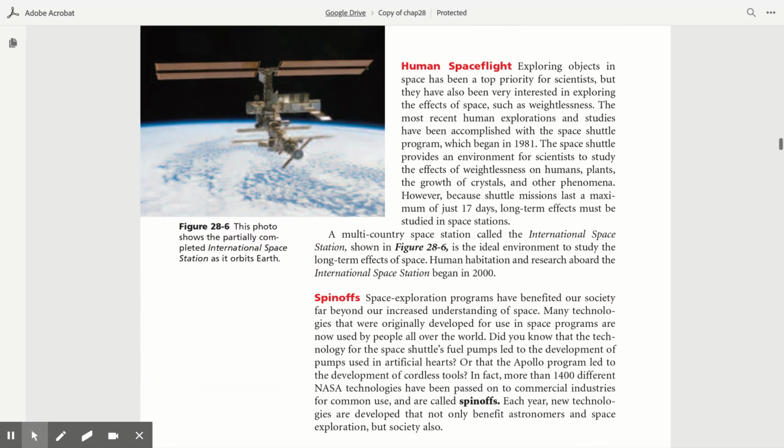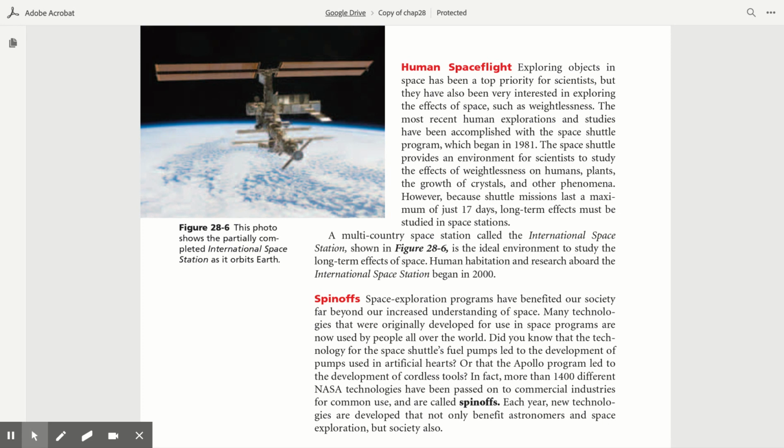Human spaceflight. Exploring objects in space has been a top priority for scientists, but they have also been very interested in exploring the effects of space, such as weightlessness. The most recent human explorations have been accomplished with the Space Shuttle program, which began in 1981. The Space Shuttle provides an environment for scientists to study the effects of weightlessness on humans, plants, the growth of crystals, and other phenomena. However, because shuttle missions last a maximum of just 17 days, long-term effects must be studied in space stations.